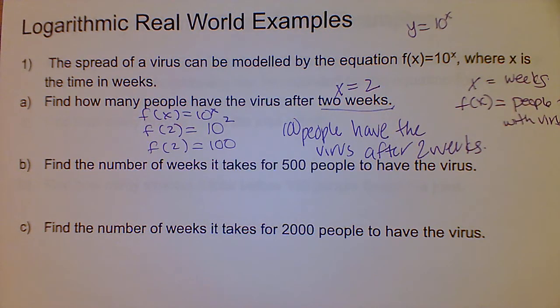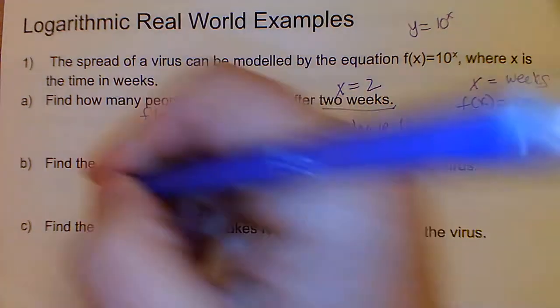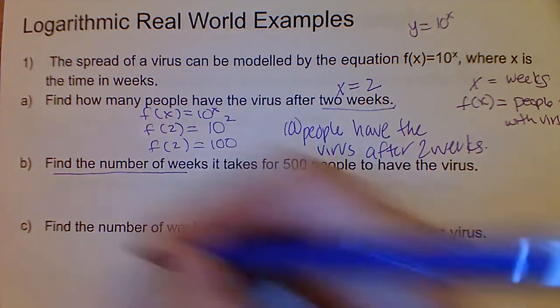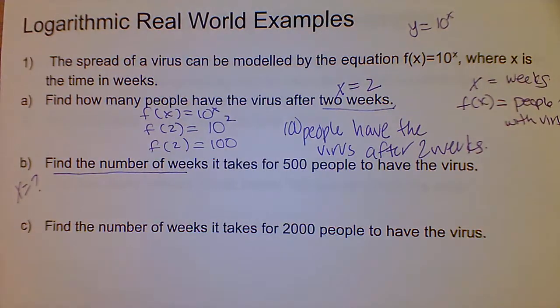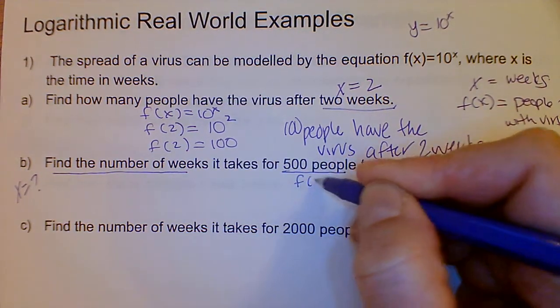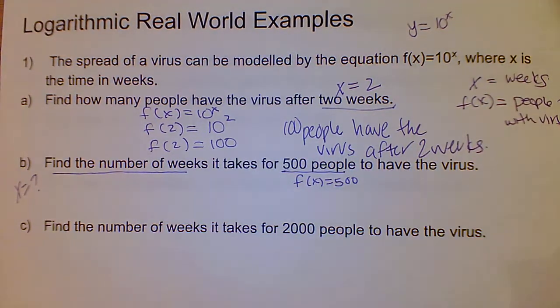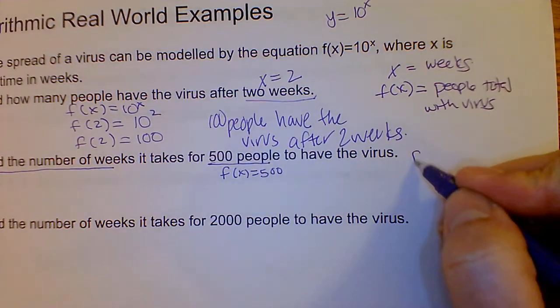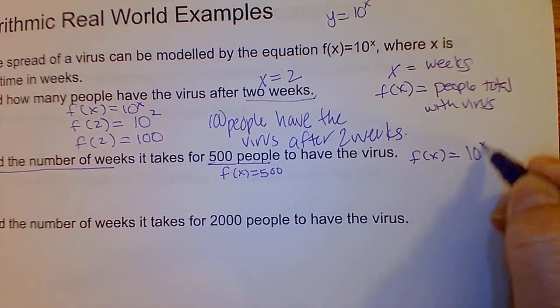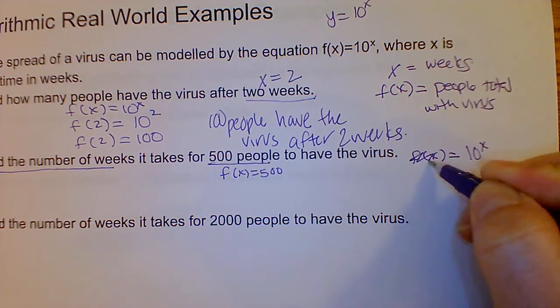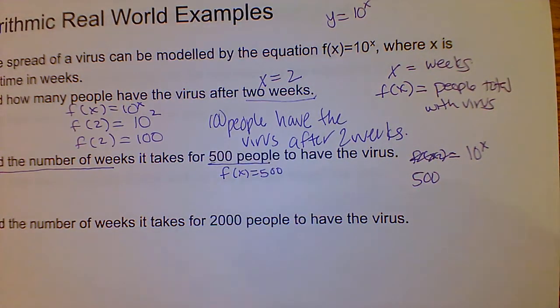Okay, part B. Find the number of weeks that it takes for 500 people to have the virus. So now we're looking to find the number of weeks. We don't know what x is, but we do know the people. We do know that f of x equals 500. So now we're not taking out the x, we're actually taking out the f of x. What does that look like? That looks like this. f of x equals 10 to the x. Don't touch the x. We're taking this out and putting 500. It's replacing that whole thing. 500 equals 10 to the x.